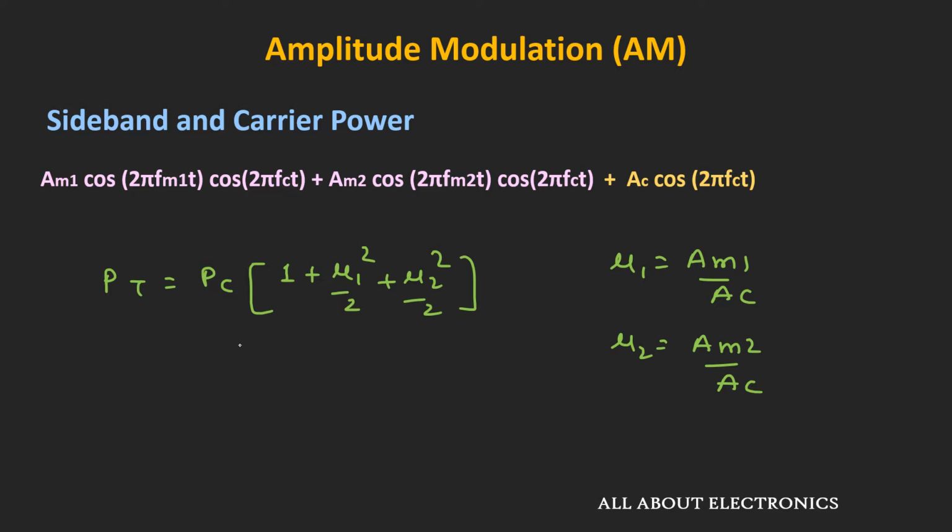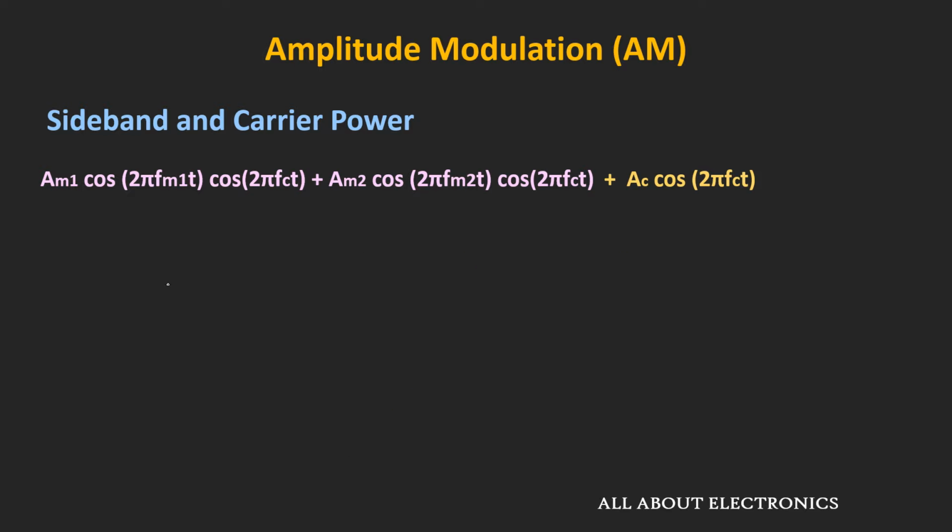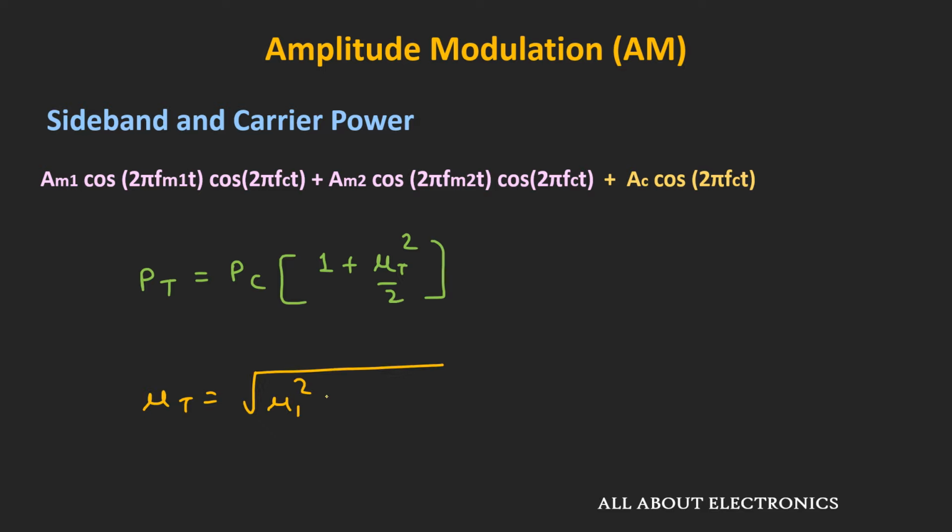But in general, suppose we have n terms, then the total transmitted power will be equal to PC times 1 plus mu1 square divided by 2 plus mu2 square divided by 2 plus so on plus mu n square divided by 2. Or we can say that this total transmitted power is equal to PC times 1 plus mu t square divided by 2, where this mu t is equal to square root of mu1 square plus mu2 square plus so on plus mu n square. And this mu t is the total modulation index.